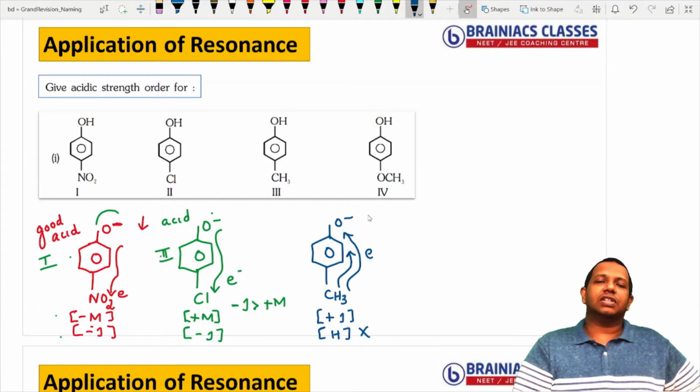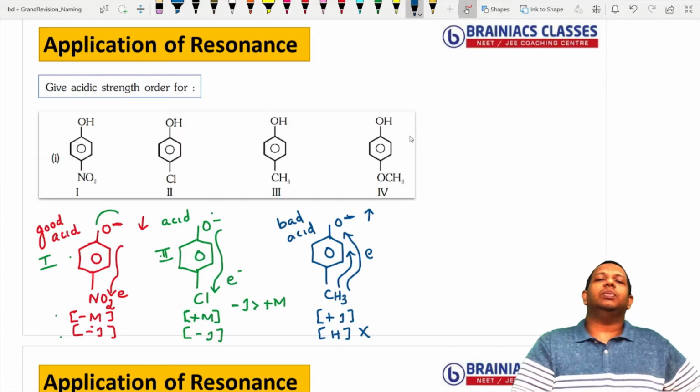So here minus charge density increases. So if negative charge density increases, what will happen? It will attract the H plus that is donated. So it is not a good acid. So we can say it is a bad acid.